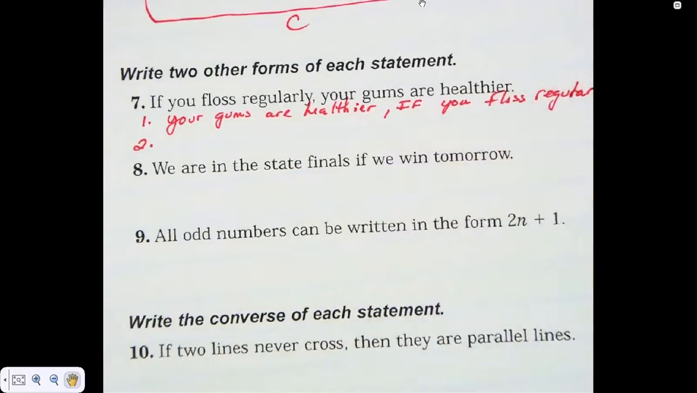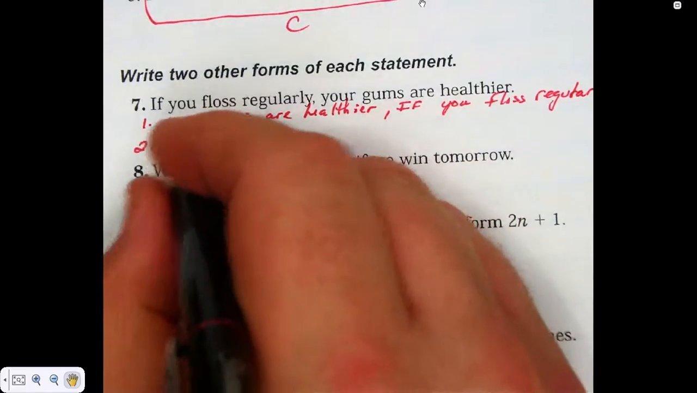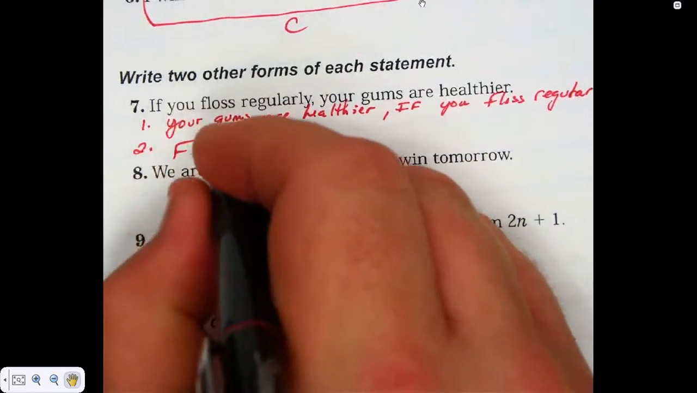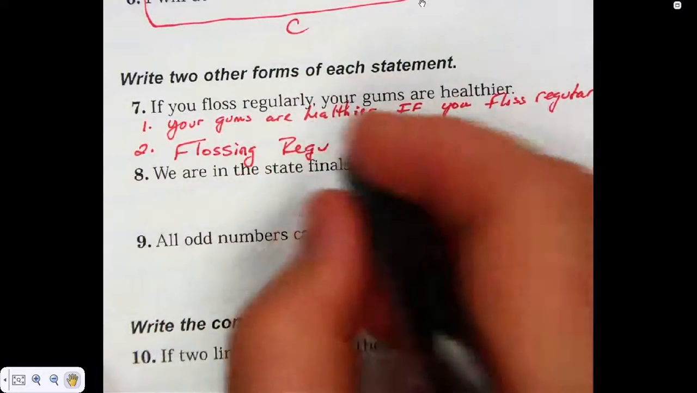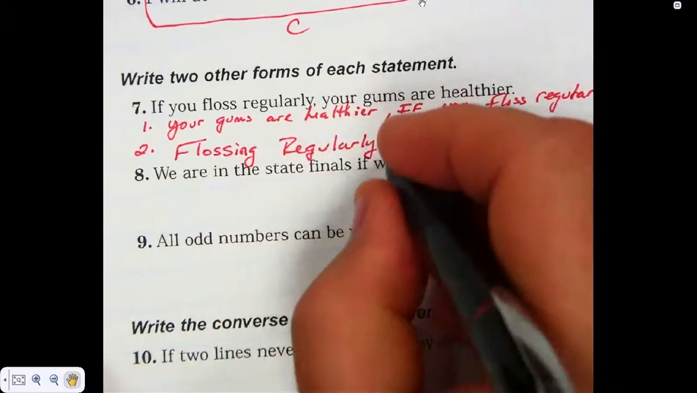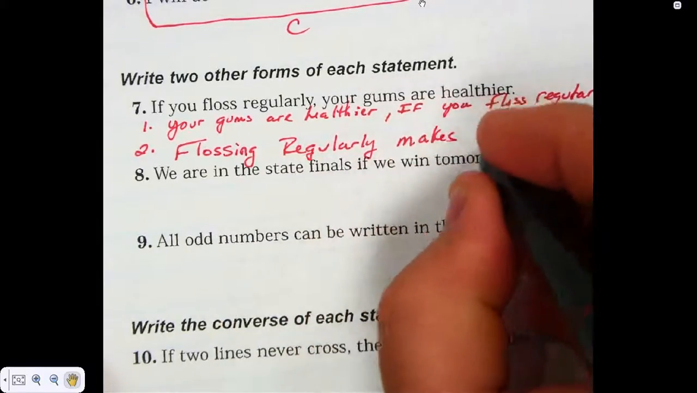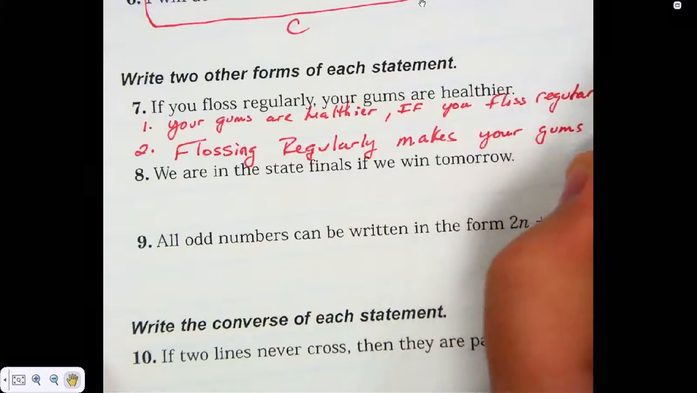Okay, that's one. Very good. And understand, I'll give you an example. How about this? Flossing regularly makes your gums what? Healthier.